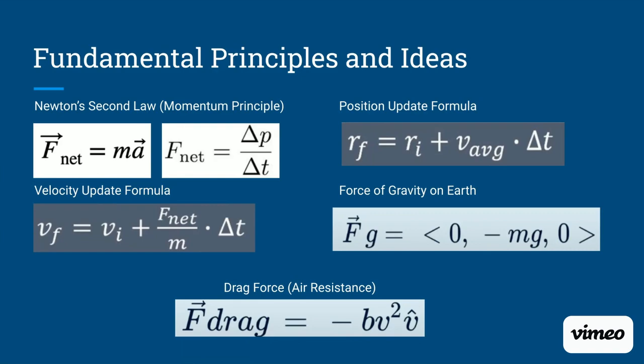Firstly, it's important that everyone understands Newton's second law, which says that net force equals mass times acceleration, or change in momentum over change in time. This principle helps us make the velocity update formula, which will be how we define the velocity in the computational model. Additionally, we will use the position update formula to find the position in the computational model.